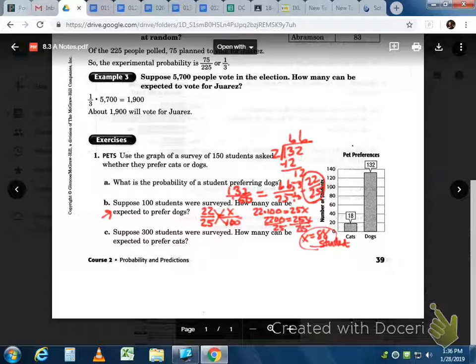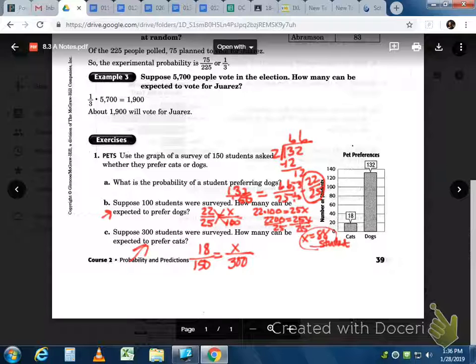All right, suppose out of 300 students surveyed, how many would we expect to prefer cats? Well, first of all, how many preferred cats out of our original 18 out of how many? 150. So now we're going to do 18 over 150. Now we're going to say how many out of 300, right? And make that question mark an X, cross multiply again, or what are you thinking, Jacob?